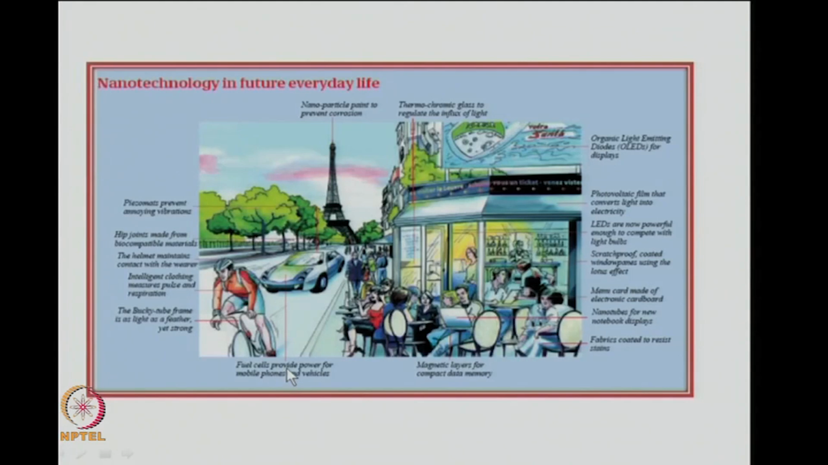You can have fuel cells to provide the battery or the power to vehicles, and that is a very important area of research for mobile phones, vehicles and the spacecraft industry. You can have very efficient magnetic storing devices which can be made of nanomaterials. So, in everyday life it is predicted that nanotechnology will be there in future, and all of us have to know a little bit about nanoscience and nanotechnology to be able to use them in our daily lives.